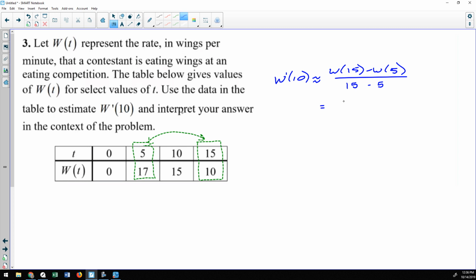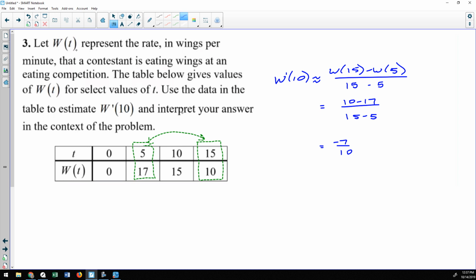And then we'll plug the values in there. So that's 10 minus 17, again, over 15 minus 5. And that would give me a rate of negative 7 over 10. And then we have to interpret that. So we have W prime of 10 is approximately negative 7/10. The interpretation, W prime is negative. That means W is decreasing.